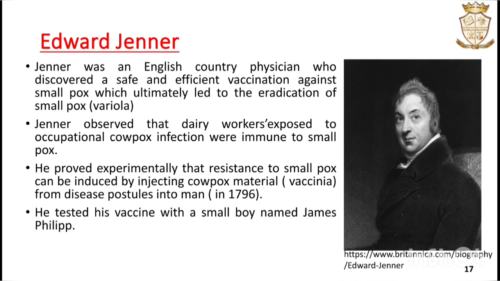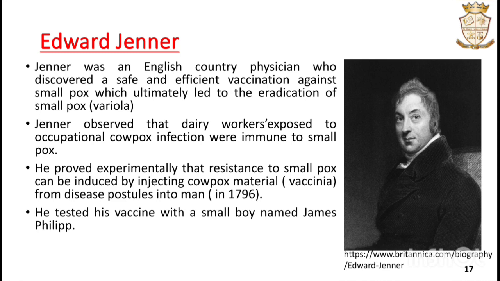Edward Jenner. Jenner was an English country physician who discovered a safe and efficient vaccination against smallpox, which ultimately led to the eradication of smallpox. Jenner observed that dairy workers exposed to occupational cowpox infection were immune to smallpox. He proved experimentally that resistance to smallpox can be induced by injecting cowpox material from diseased pustules into man.